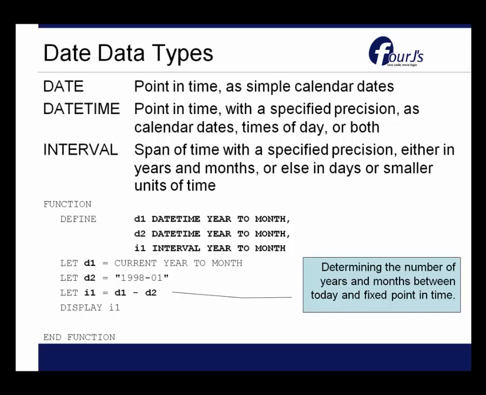In this example here, we see 3 variables defined, 2 date time variables with the range year to month, and an interval data type year to month as well. D1 is being set to the current year to month, so we're using a predefined keyword current, which allows us to get the current system information, which is going to be the year to month, and then D2 is 1998 as the year and the first month. And then we're just going to perform a mathematical operation on those, subtracting the 1998 first month from the current year and month, and put that into our interval variable, and then display the span of time that has passed between those 2 values in the year to month format.